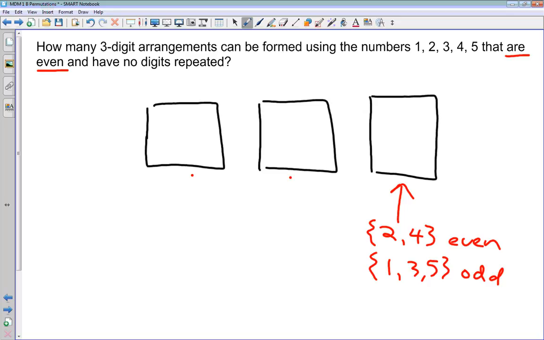Now, it doesn't matter what we put in the other two boxes. If we put a 2 or a 4 in that final box, no matter what goes in the first two places, it's going to be an even number. So we have two choices for what goes in that last box if we want this to be an even number. Now, how many choices do we have for this first box over here? If we've already picked something for the last box, we only have 4 numbers left to choose from. And if we've put one in the last box and one in the first box, now we only have 3 possibilities for this box right here. So the total number of possibilities here is 4 times 3 times 2, which is 24.